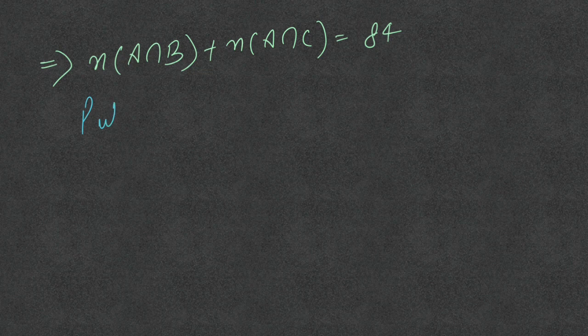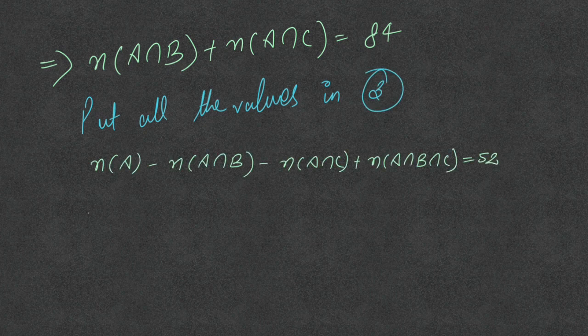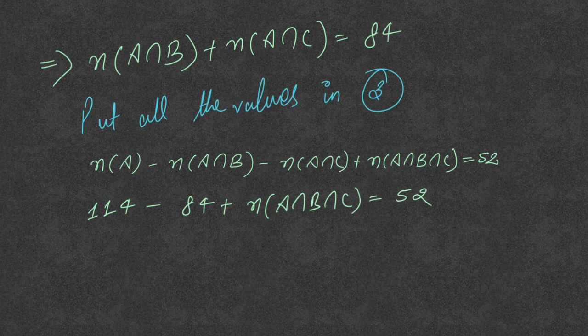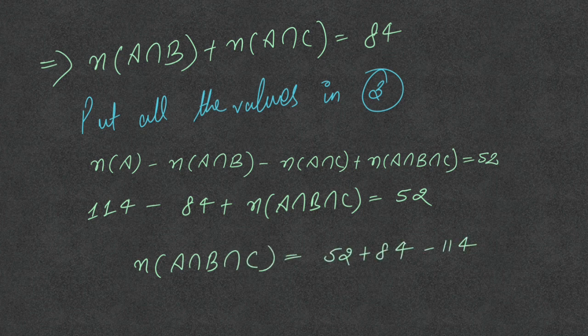Now put all the values in equation 3. We get 114 minus 84 plus n of A intersection B intersection C is equal to 52. From here, n of A intersection B intersection C is equal to 22, and that's the final answer.